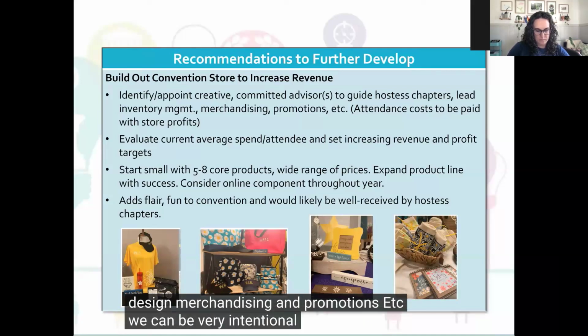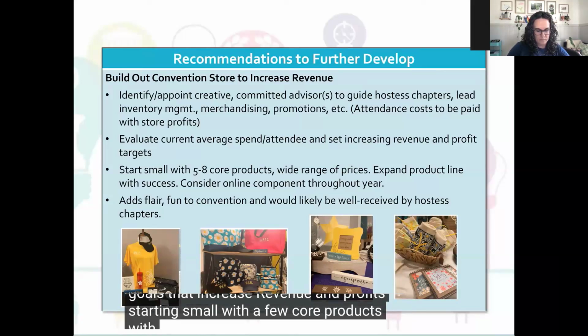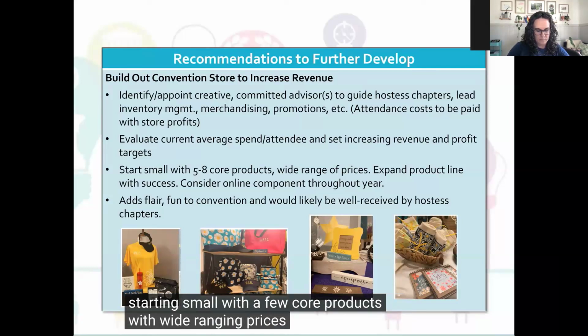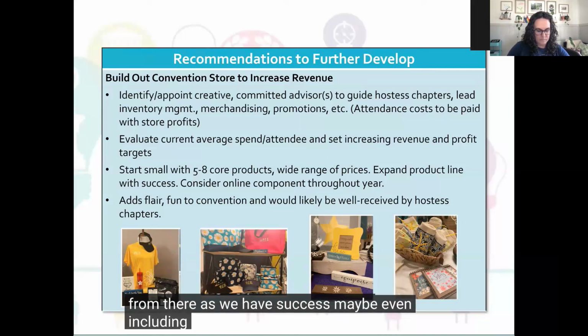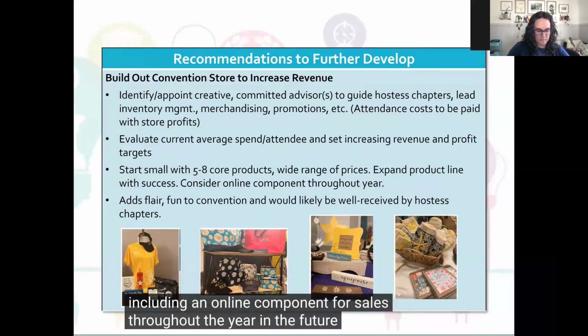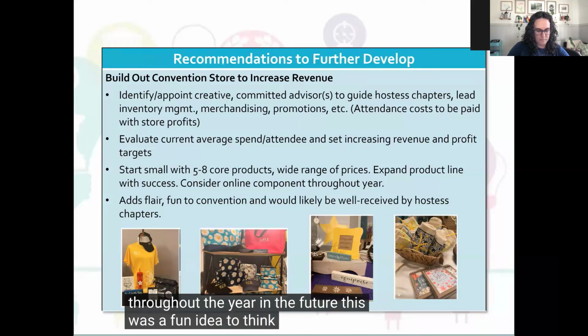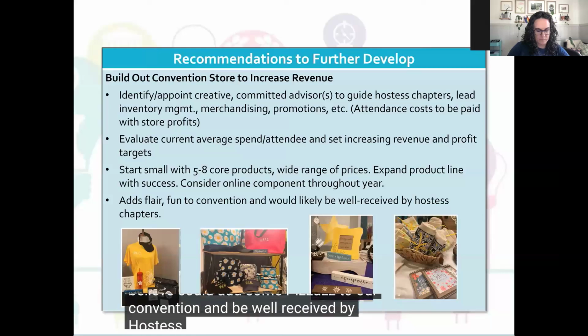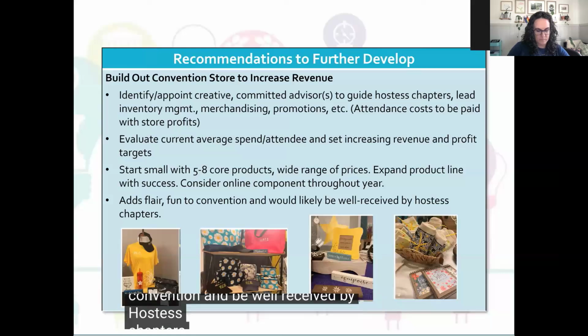We can be very intentional about setting goals that increase revenue and profits. Starting small with a few core products with wide-ranging prices, we can build from there as we have success, maybe even including an online component for sales throughout the year in the future. This was a fun idea to think through that we believe could add some pizzazz to our convention and be well received by hostess chapters.